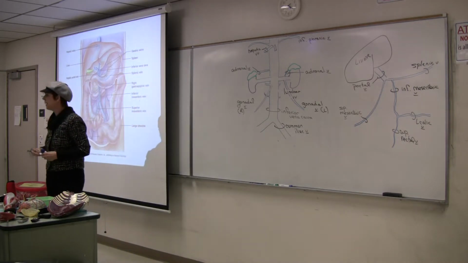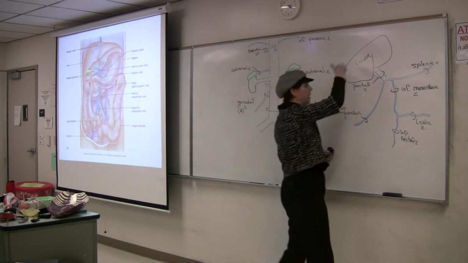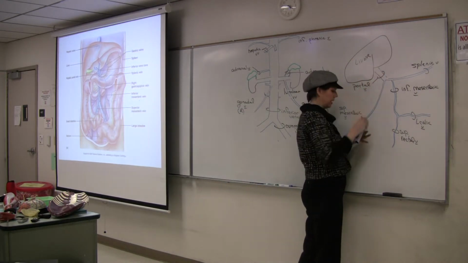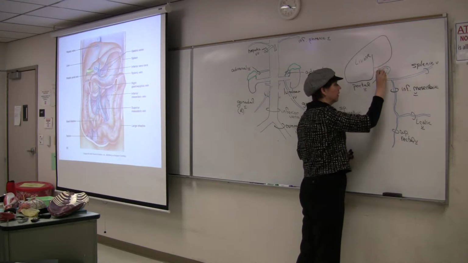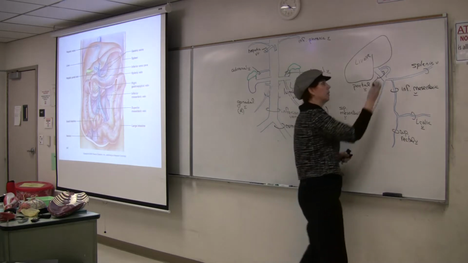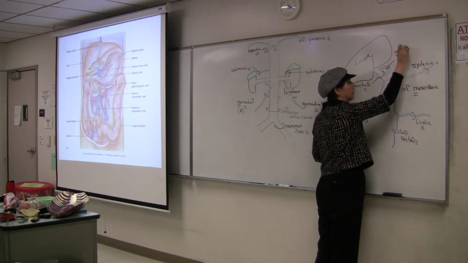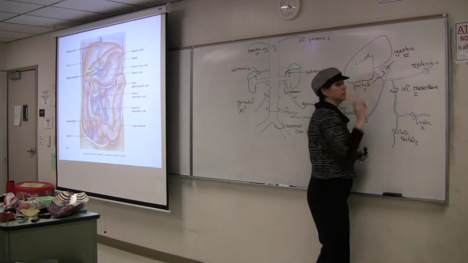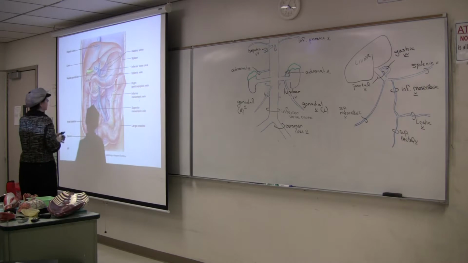Now I'm missing the left gastric. The left and the right gastric veins, coming from the inner curvature of the stomach, drain into the portal vein directly. So we'll just put gastric veins. And you can see those right here.